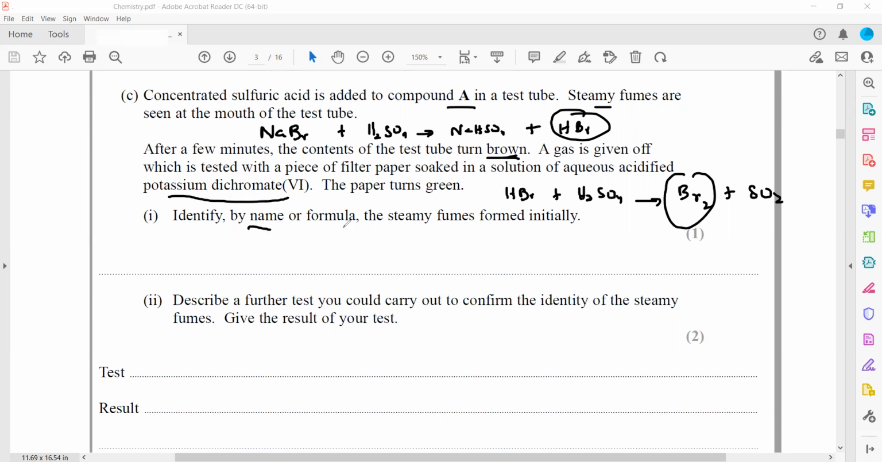Identify by name or formula the steamy fumes. So what were the steamy fumes at the beginning? That was HBr, or hydrogen bromide. Describe a further test to carry out for confirmation of identity. So for hydrogen halides, how can we test?